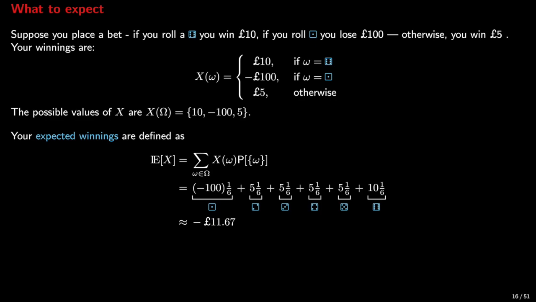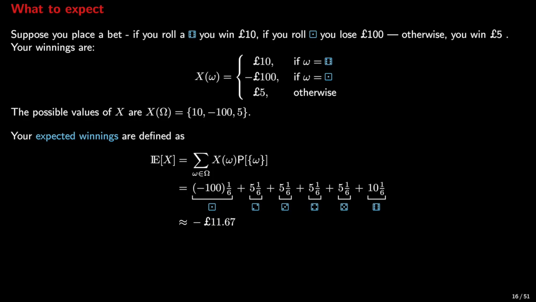It is minus 100, which is the outcome if you roll 1, times the probability of rolling 1, which is 1/6. Plus, now we have to write down the winnings if you roll a 2 times the probability of rolling a 2, plus the winnings if you roll a 3 times the probability of rolling 3, which is you win 5 and the probability is 1/6, plus, you see what we're doing here. Now if you roll a 4, you win £5 and the probability is 1/6.